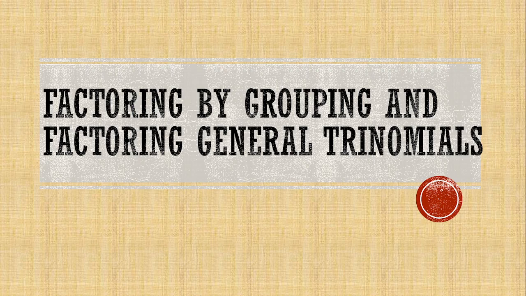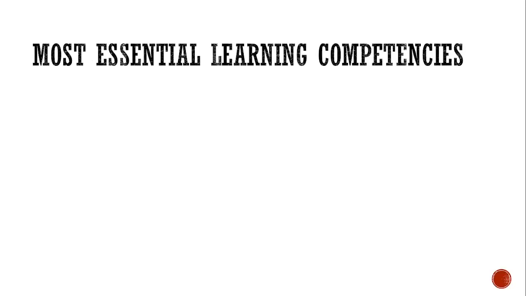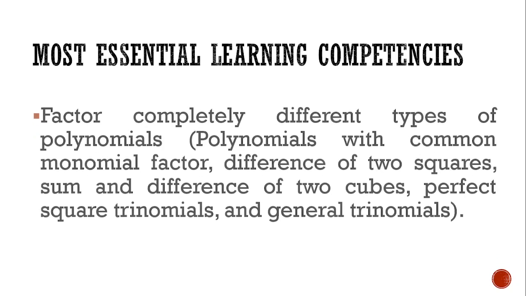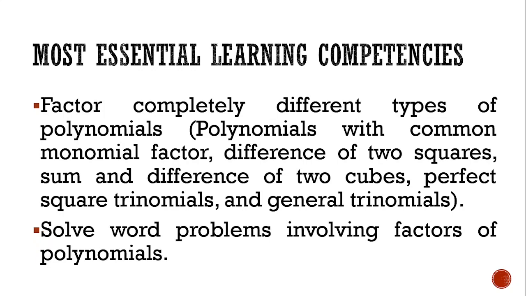Our lesson for today is about factoring by grouping and factoring general trinomials. This is for our first quarter, week 2. Our most essential learning competencies are: first, factor completely different types of polynomials. These are polynomials with common monomial factor, difference of two squares, sum or difference of two cubes, perfect square trinomials, and general trinomials. Second, solve word problems involving factors of polynomials.